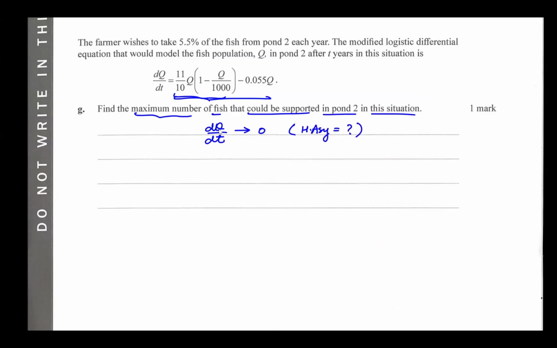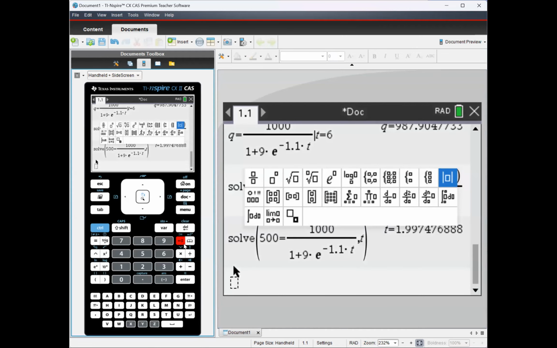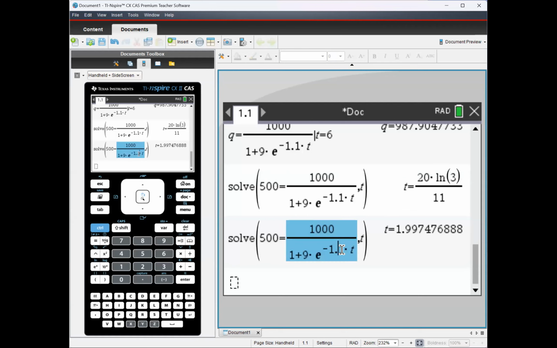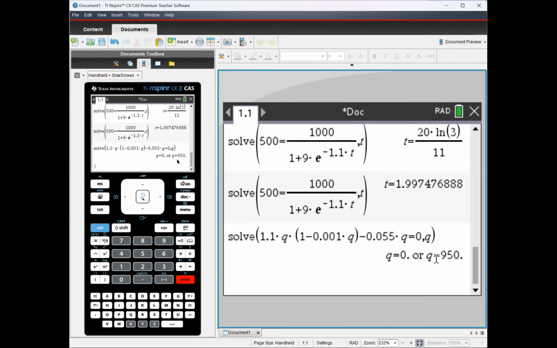Okay. Now, you probably can just take the limit of this as t approaches infinity, okay? That will also work. But actually, I kind of just use this equation because it's from the unmodified differential equation. So let's just do solve 1.1Q times (1 minus 0.001Q), subtracting 0.055Q equal to 0, for Q. Q equals 950. So that's the maximum capacity of this pond, okay?